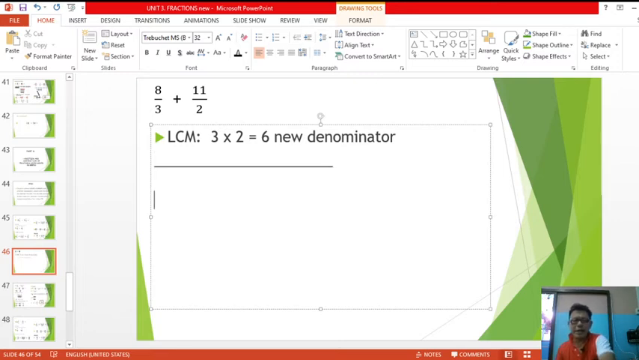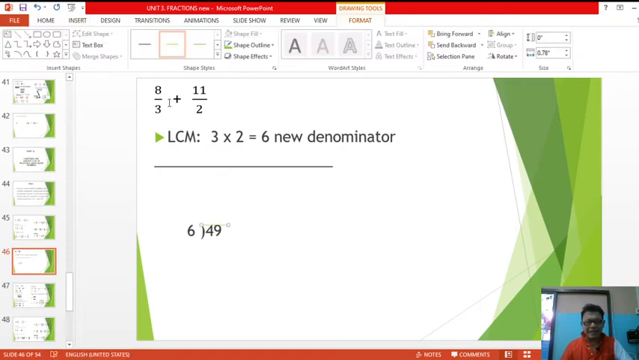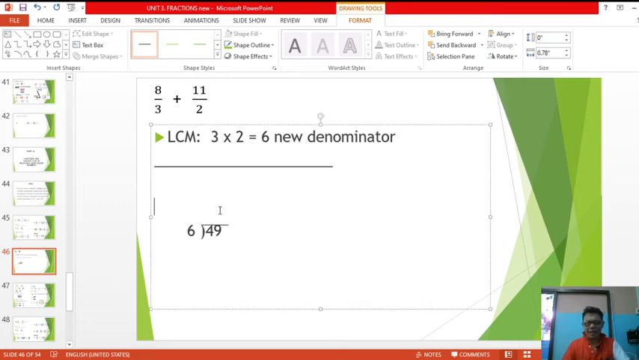What we have is 49 divided by 6. Sorry guys, because it's difficult for me to write the division sign here, so I'll just use this as my division symbol. So there you go, 49 divided by 6. Okay, so what is 49 divided by 6?